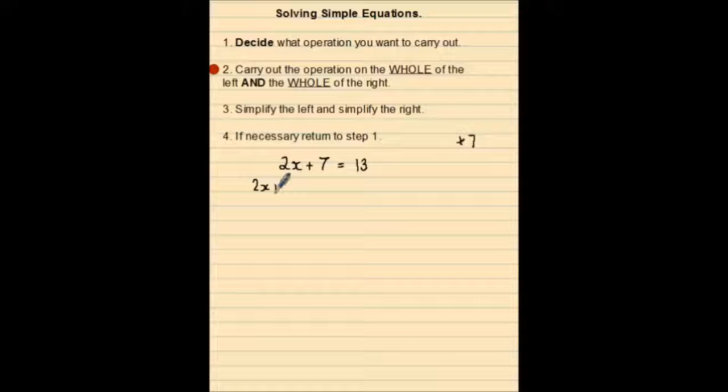Step 2, I'm going to add 7 to both sides. And then step 3, simplify the whole of the left and the whole of the right. Now this equation 2x plus 14 equals 20 isn't any simpler, but it's certainly not wrong. So we just carry on as before. This time I'm going to decide to subtract 14 from both sides.